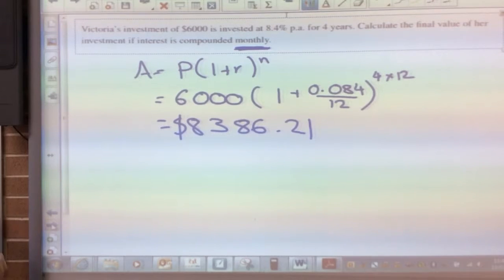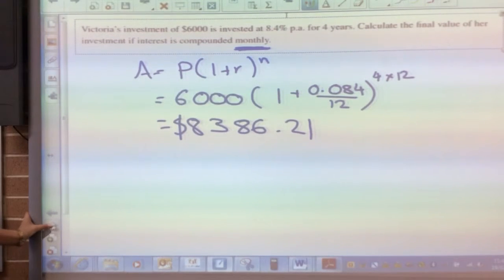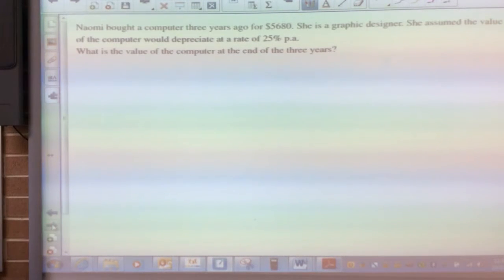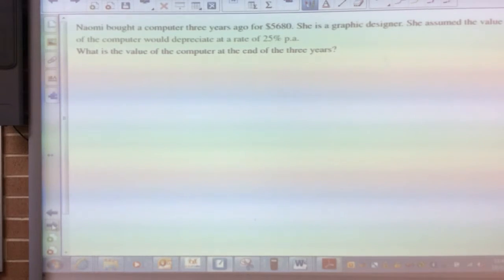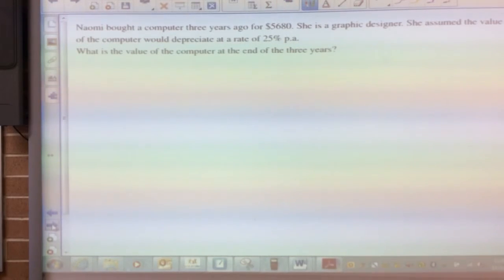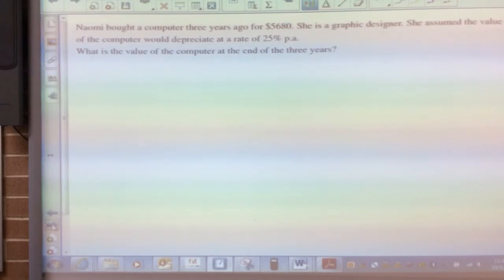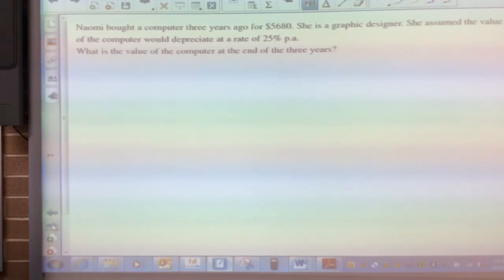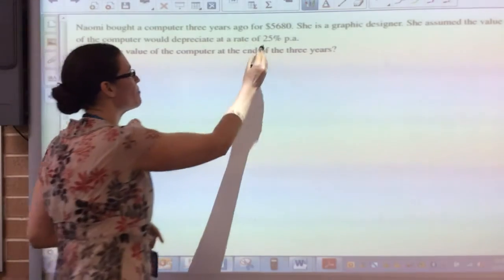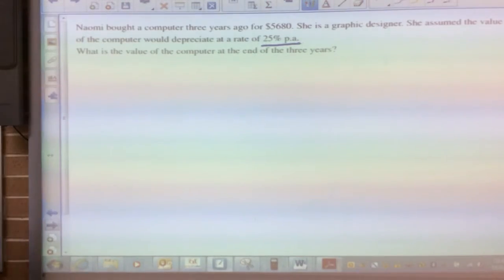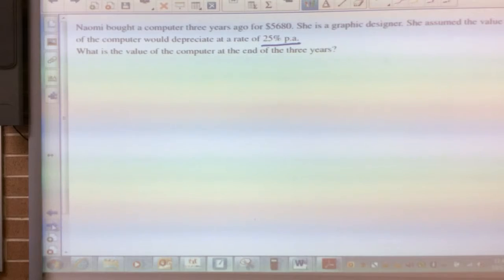Alright, one more example. Last example. Looks really complicated, doesn't it? Alright, we like these ones. Naomi bought a computer 3 years ago for $5,680. She's a graphic designer. She assumed the value of the computer would depreciate at a rate of 25% per annum. What is the value at the end of 3 years?